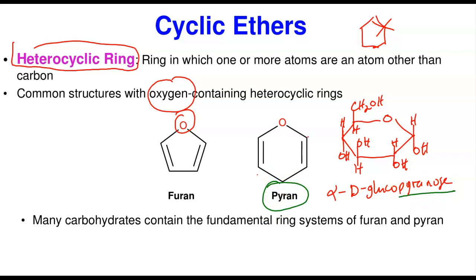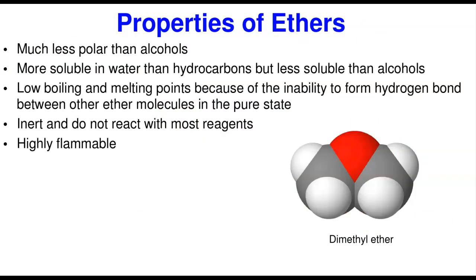So like I said again, many carbohydrate-containing compounds exist predominantly as these fundamental ring structures of furan and pyran, and that is an application of knowing these things, and we're going to go back to this in detail much later.